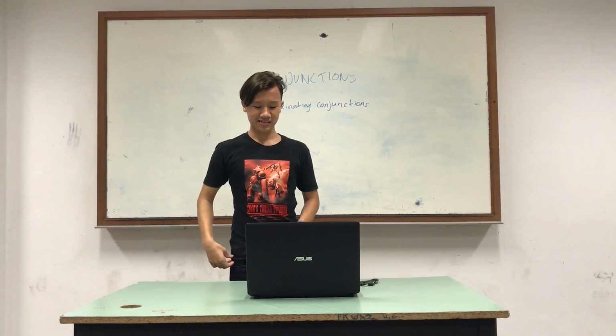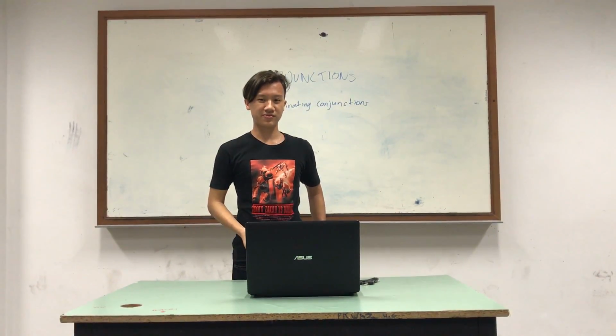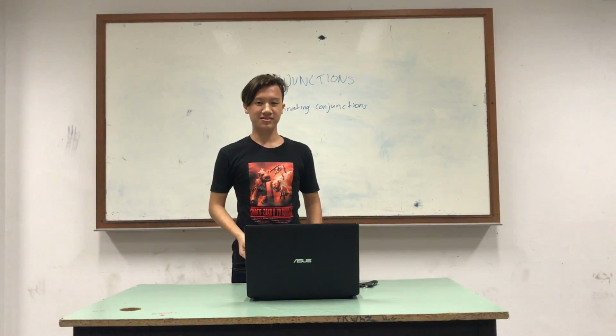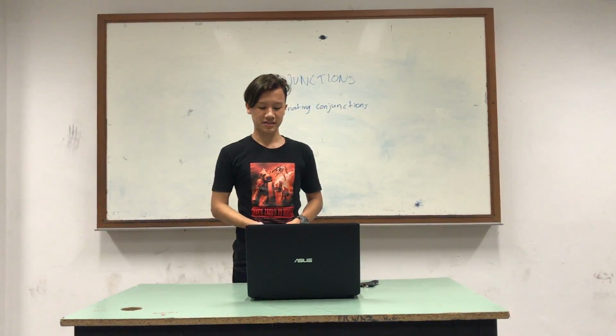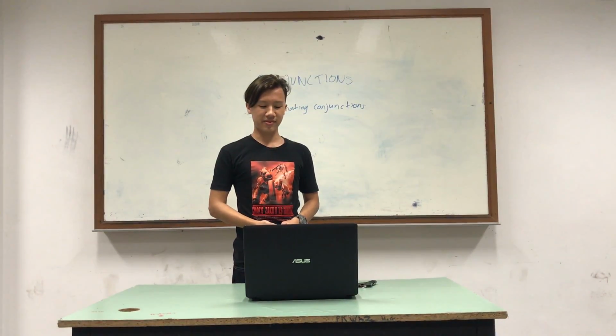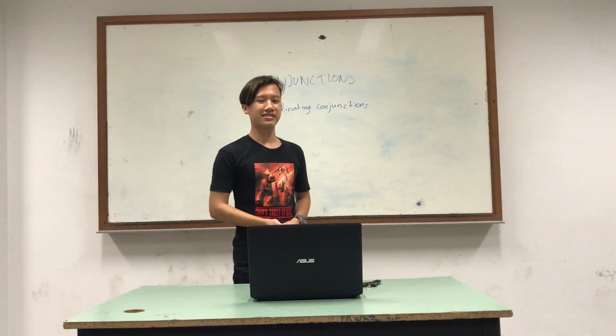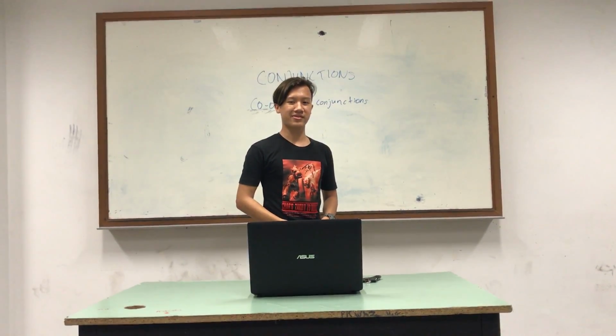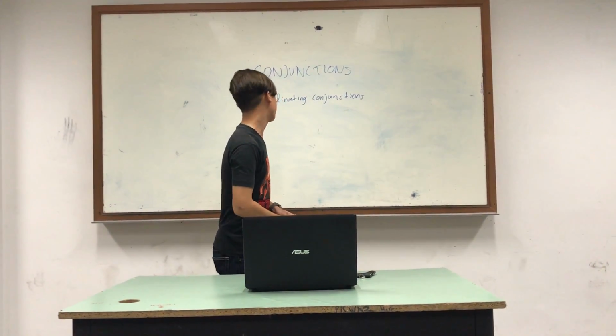A coordinating conjunction is placed between words, phrases, clauses or sentences of equal length. There are seven coordinating conjunctions to remember. It is called FANBOYS.